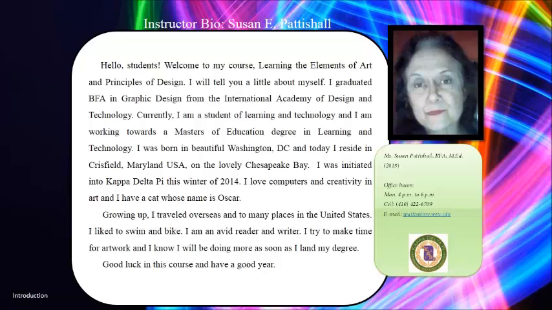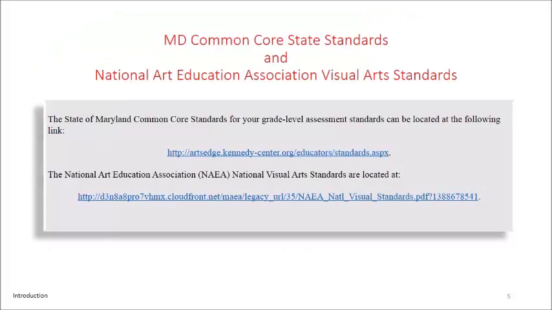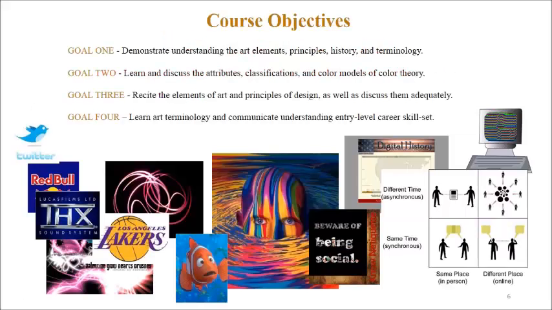The Maryland State Common Core standards are the guidelines for your work in this class, for your artworks based on the way your art is created using the elements and principles. The grade level assessment standards can be located at the links shown for the Common Core and National Art Education Association's visual arts standards. The links, of course, don't work through the video. Don't worry, though. You can watch and pause this video or any of the videos as many times as you need to.